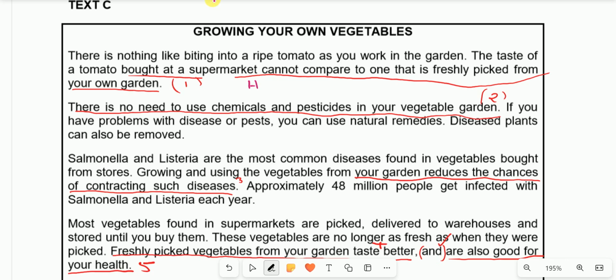I changed this to say homegrown vegetables taste better. It's my first fact. There is no need to use chemicals and pesticides in your vegetable garden.